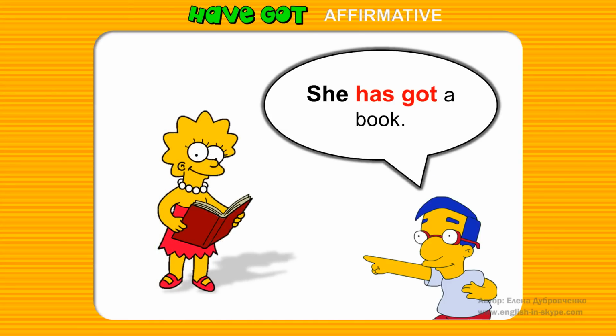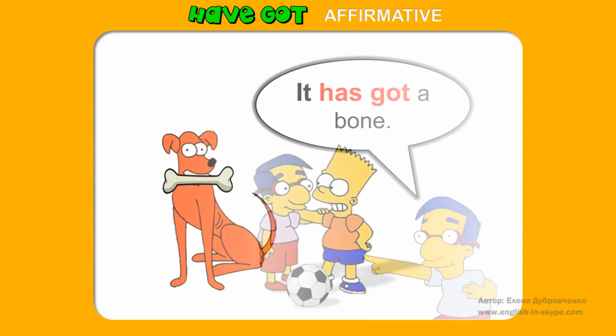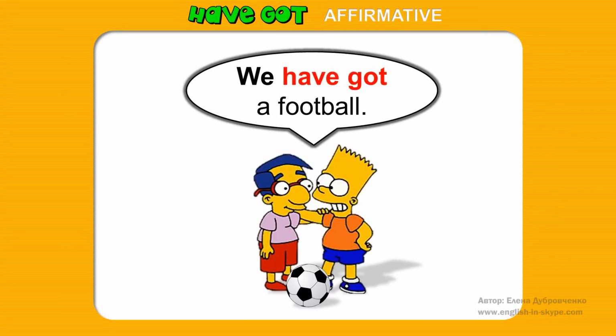She has got a book. У нее есть книга. It has got a bone. У нее есть кость. We have got a football. У нас есть футбольный мяч.